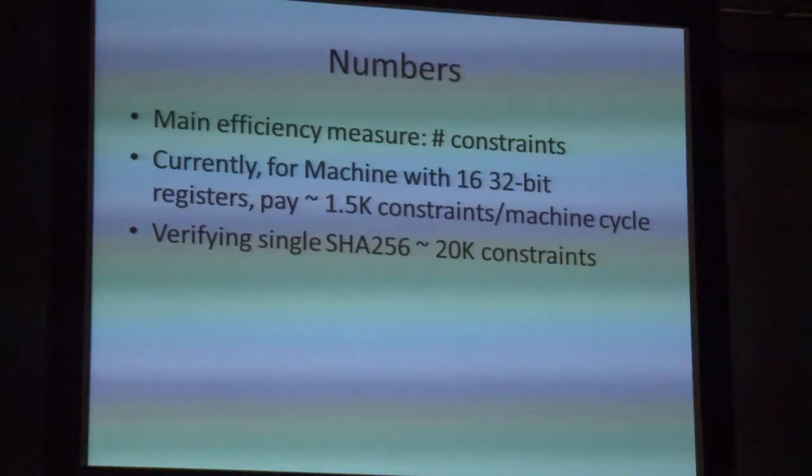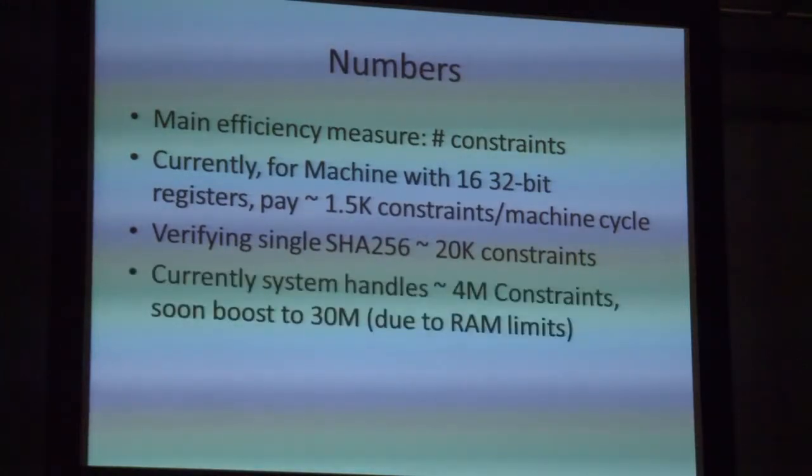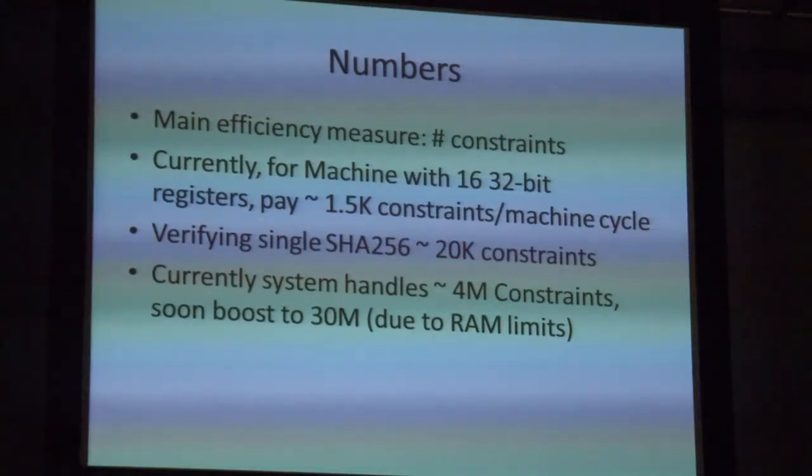And we did a back-of-the-envelope calculation showing that if you want to verify a single SHA-256, it's going to take you currently around 20K constraints. And we're already playing with systems that handle something like around 4 million constraints, and we're going to boost it up pretty soon to 30 million constraints. And our only limitation is the RAM limits on the machines that are currently available to us. We haven't bought any specific hardware to deal with it, but this is completely scalable. You just need more memory to fit the whole thing inside.